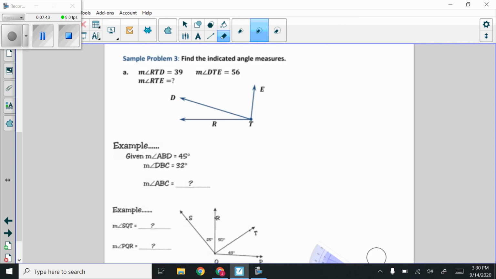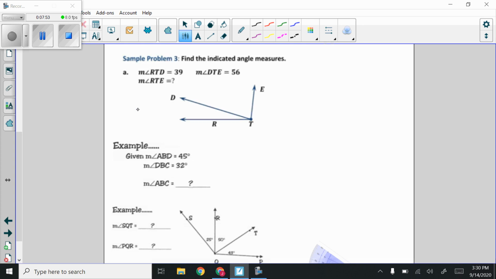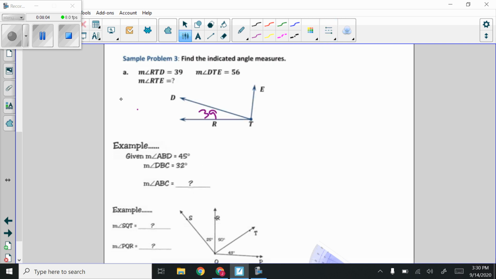All right, so let's use the angle addition postulate to work some problems out. So example number 3, find the indicated angle measures. The measure of angle RTD, that's in here, is 39. The measure of angle DTE, that's 56. They want RTE.